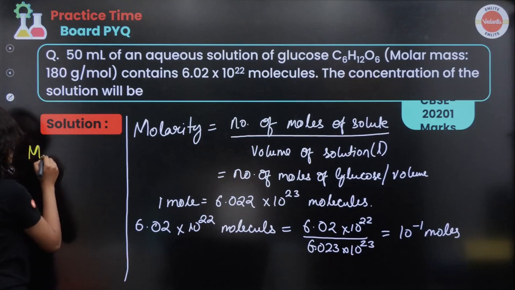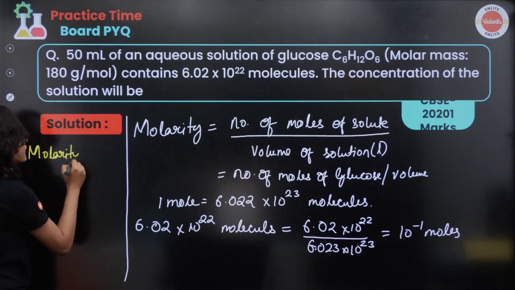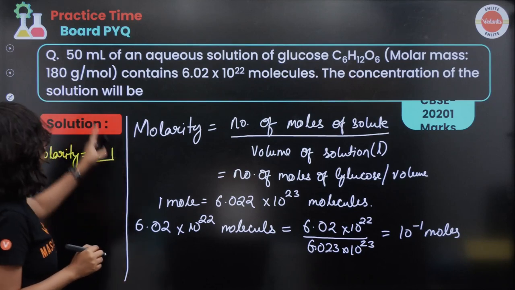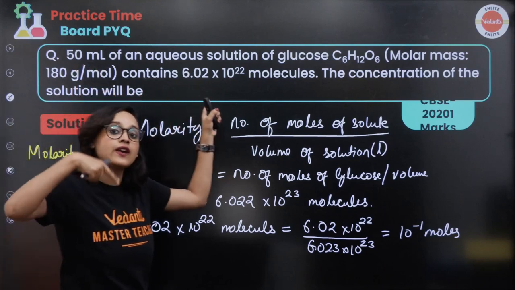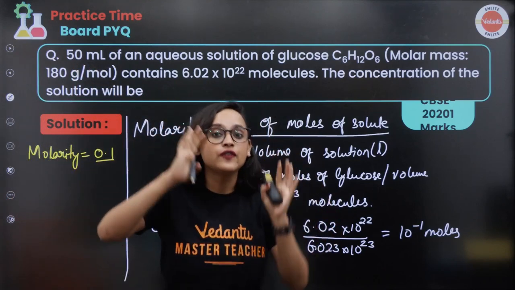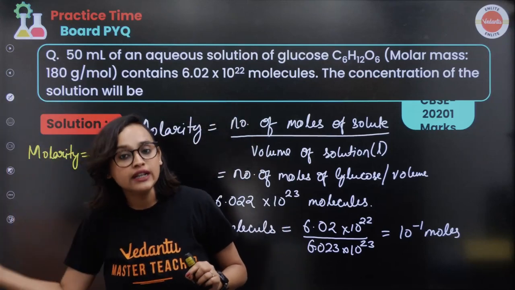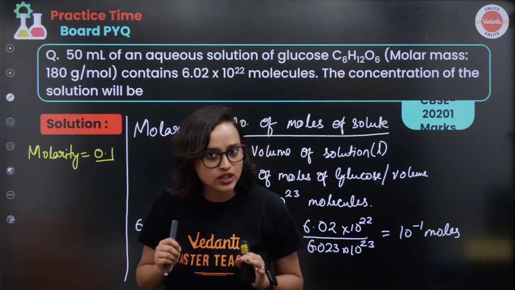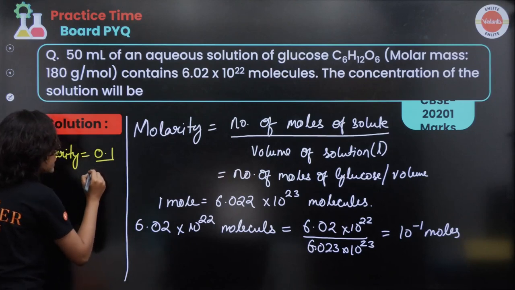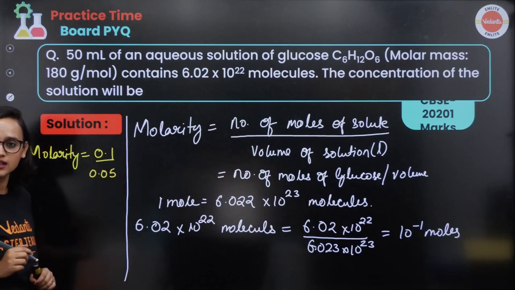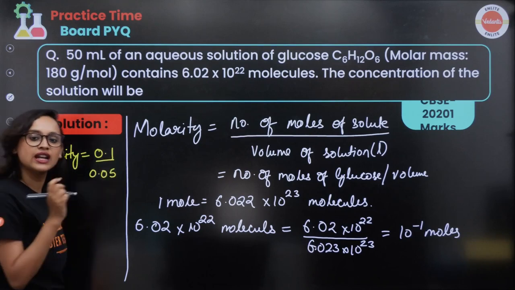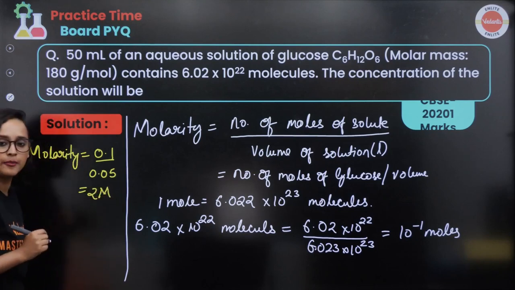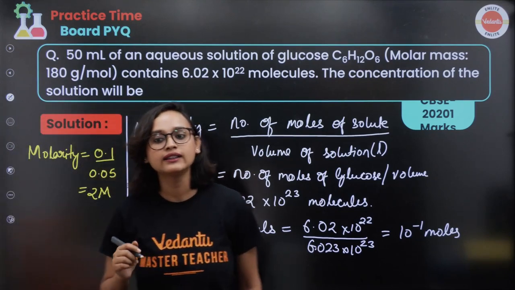So, molarity. I've changed the color so that you can clearly identify. Molarity is equal to 0.1 divided by, see, it is written as 50 ml. If I convert 50 milliliter to liter, I will get 0.05, because 50 divided by 1000. Am I right? So, I am writing 0.05. Correct? This, if I calculate, will I get 2 moles? Yes. I will get 2 M. Correct? Yes. And that is your answer.